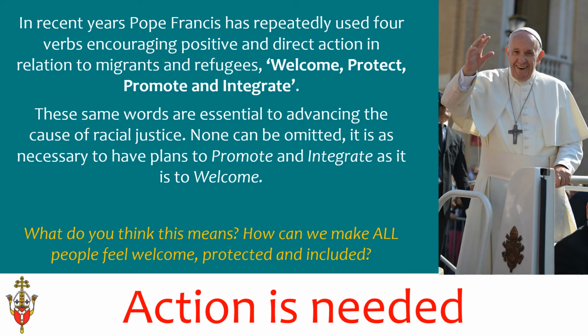So in recent years, Pope Francis has been really on the case, and he's used four particular verbs to encourage positive and direct action in relation to migrants and refugees. We know as a group of people, they experience quite a lot of racism. And so Pope Francis says we should welcome, protect, promote and integrate. And I'm sure you probably know what the first two mean. So promote is to make people aware. And to integrate is to help people become part of our life here in Britain, to help them become part of society and to look at things that we can do to join people together rather than to pull them apart.